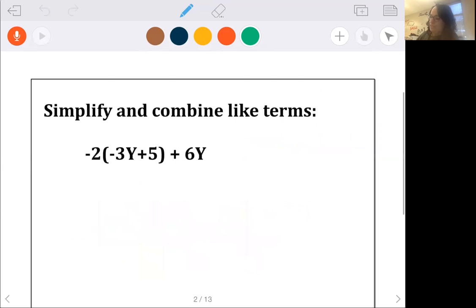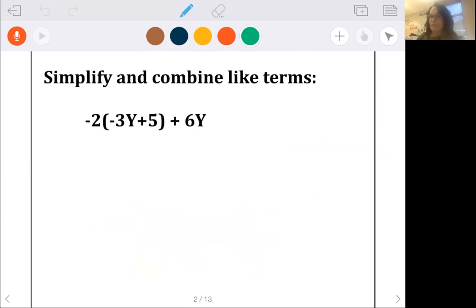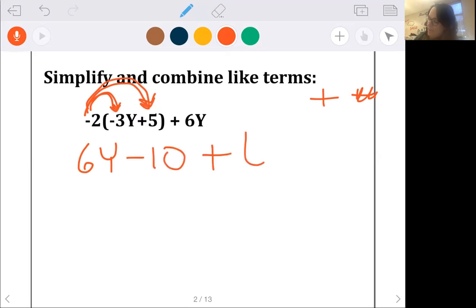The next one, it says simplify and combine like terms. So first thing we need to do is get our terms untrapped from the set of parentheses by multiplying that negative in. A negative times a negative is a positive. So we have a positive 6y on the first jump in here. -2 times 5 is a -10. And then we have the plus 6y.